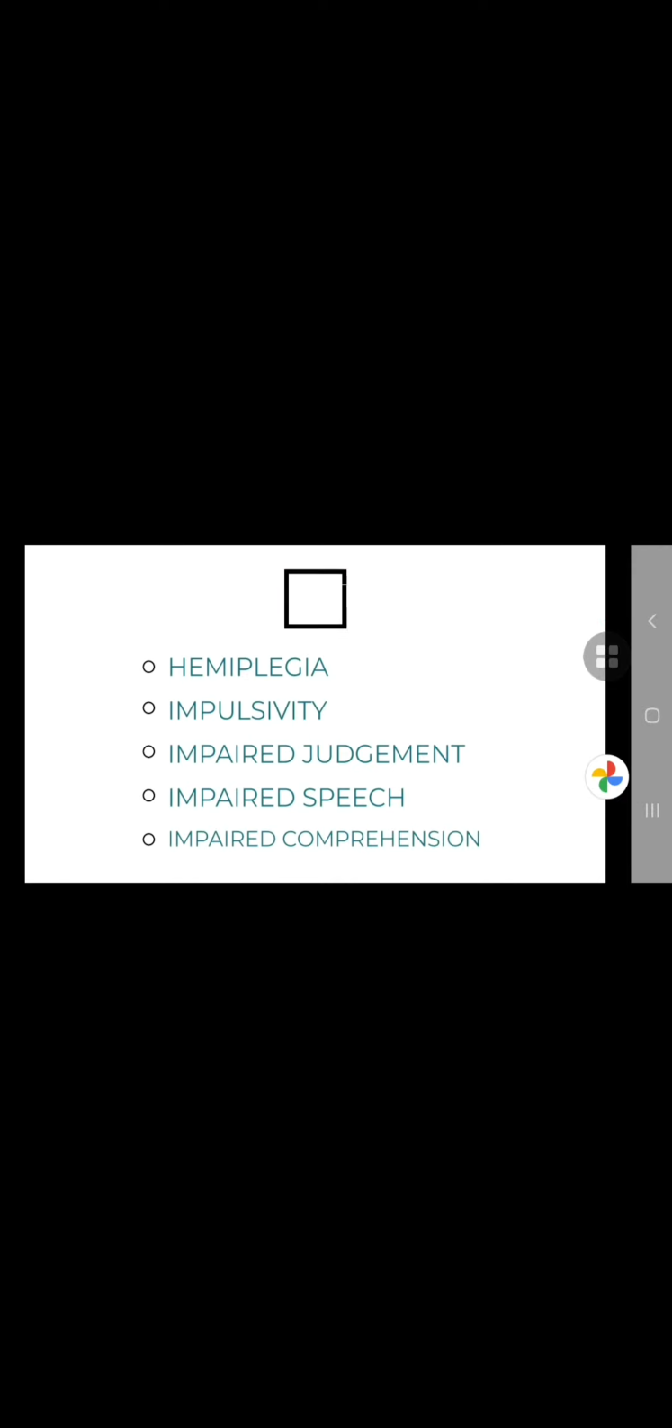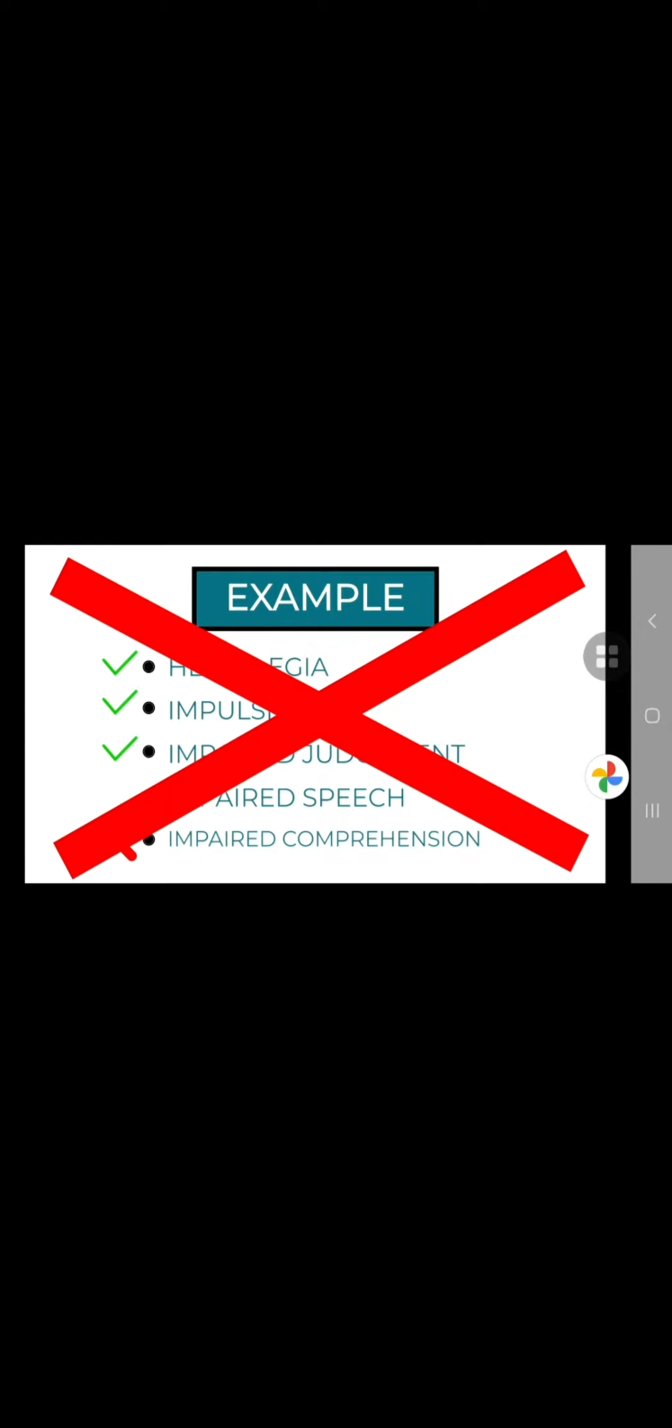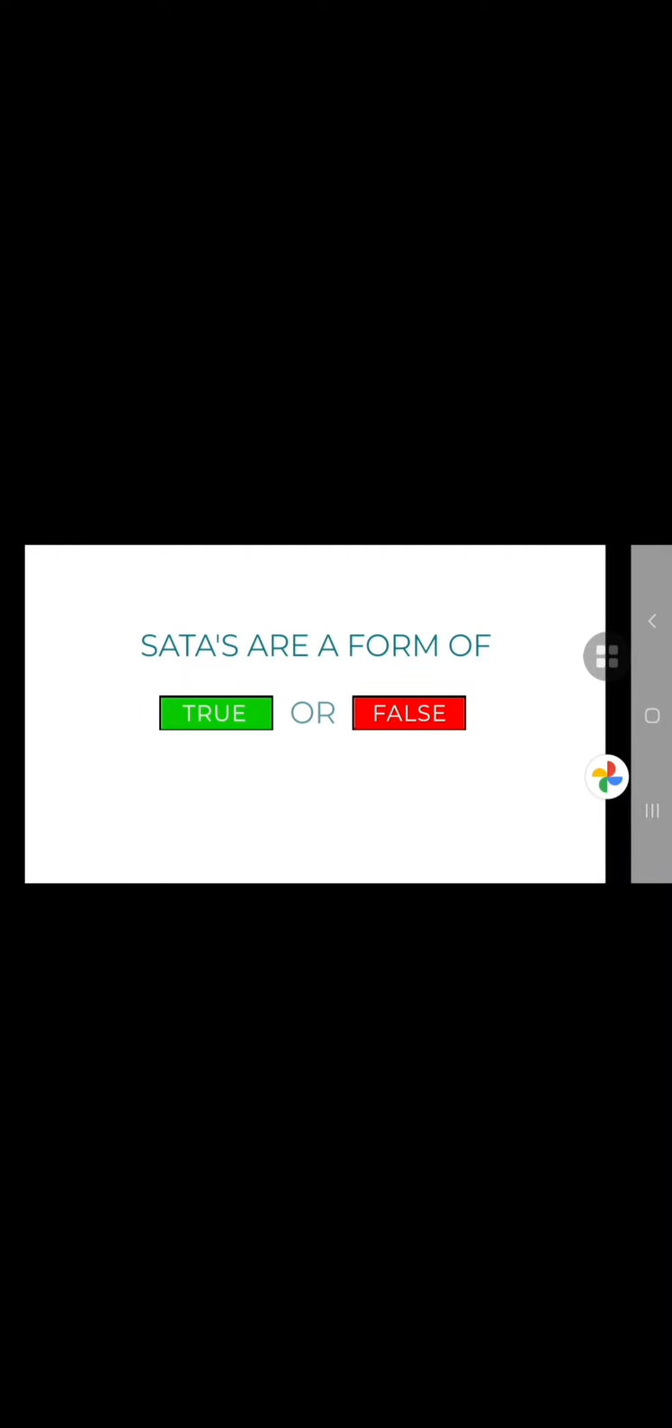The dreaded select all that apply. You have to select all of the correct answers, so if you miss one, you miss the whole problem. That can produce some anxiety, but if you look at it this way, you're missing part of what makes a select all that apply question so easy. It's actually a form of a true or false question.